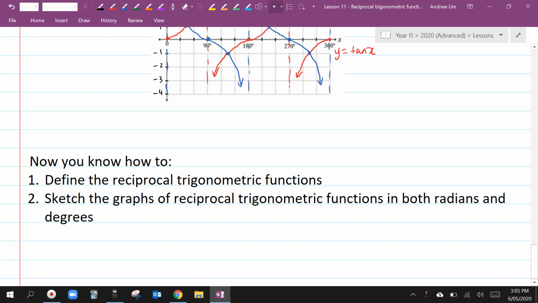And like I said, they are exactly the same graphs, whether it's in degrees or radians. Just make sure that your calculator is in the right mode. If you're using degrees, have it in degrees mode. If it's in radians, have it in radians mode. And that's it for this video.